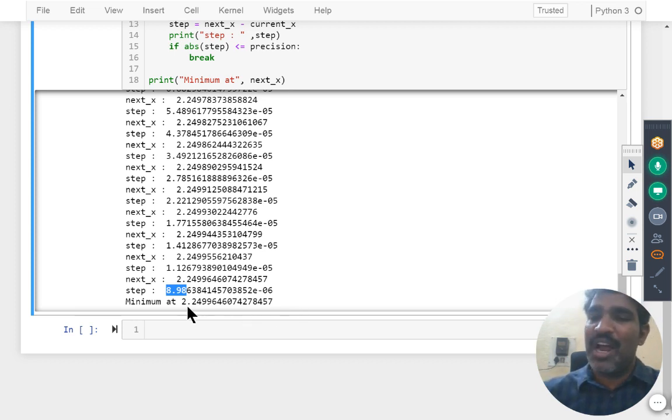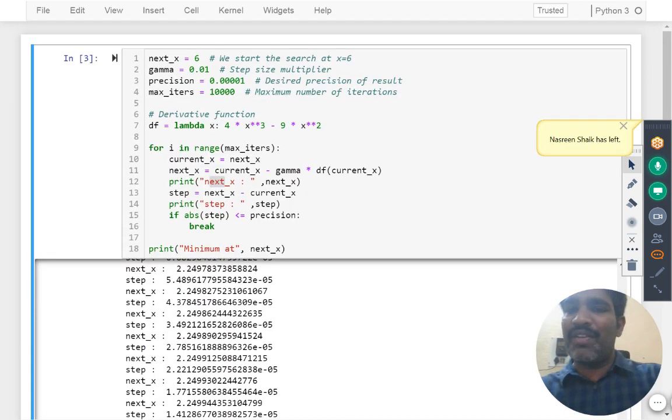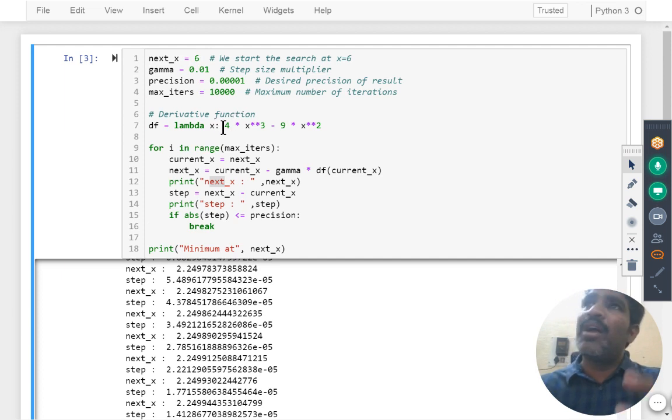This is a step size. And what is the minimum value? 2.24. So this algorithm, whatever is available, this is what I am calling the gradient descent algorithm. Tomorrow, suppose I don't give the function x power 4 minus x cube plus 2 equal to 0, but some other equation. For some other equation, can you write this program or not?